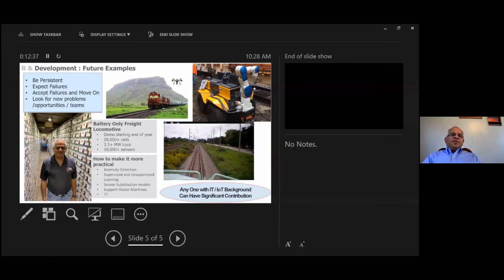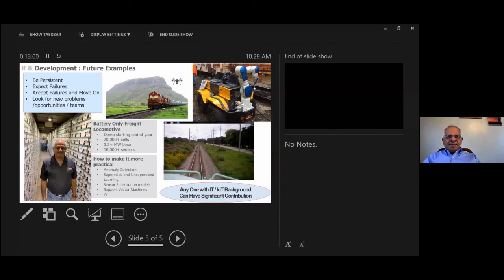So the future. This is a picture which I don't think anybody else would have seen so far. The world's first battery-only powered locomotive. It's going to be out next month. So I'm standing inside where the diesel engine used to be. This looks like a server room. These are all lithium-ion batteries all around.